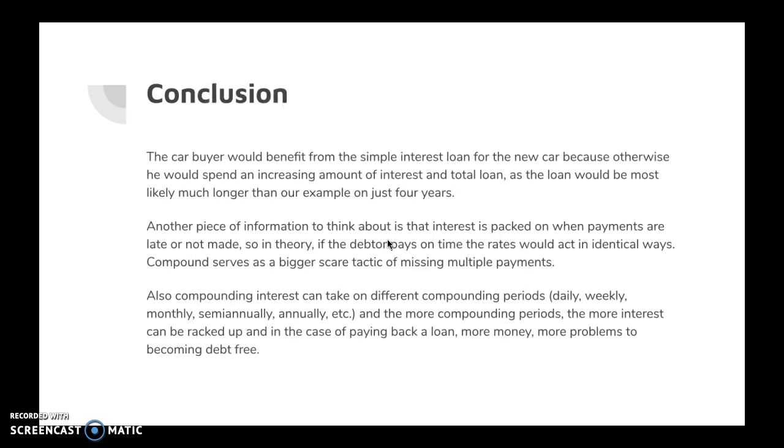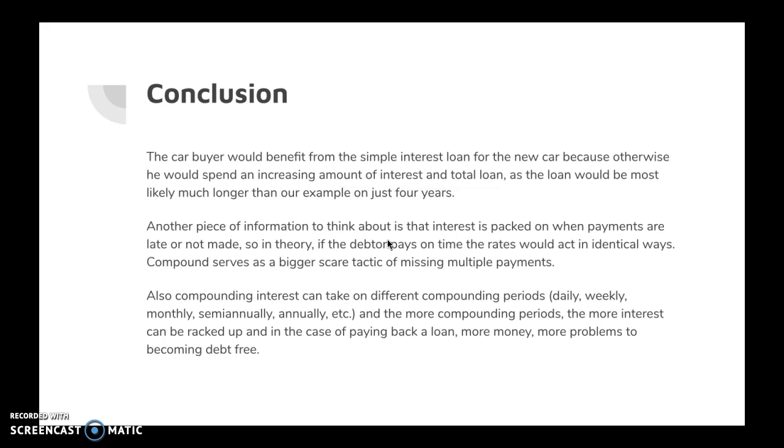So I already said it, but our conclusion is the car buyer would benefit from the simple interest loan for a new car, because otherwise he'd be spending an increasing amount of interest in the total loan. The loan would be much longer than 4 years, so we can just assume that, since it was already $200 after only 2 years, it would keep on increasing and increasing with a longer loan. That would add up to quite a big difference there.